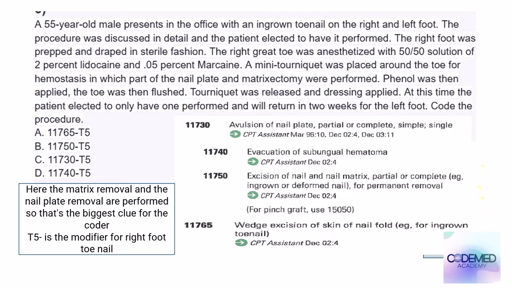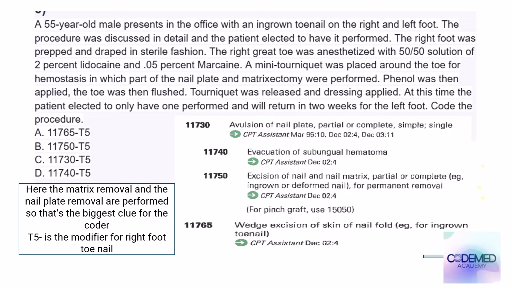Though he has a problem in both, the patient is going to come back for the left foot in the second week. Now what has happened here, that is very important. So what they have done is they have removed the matrix. They have used the word matricectomy. Removal of the matrix is nothing but the excision of the nail matrix, nail plate, that is partial or complete. So that has been performed.